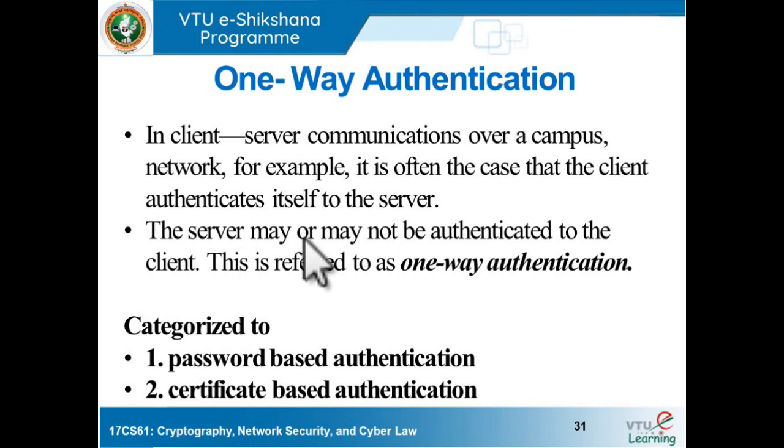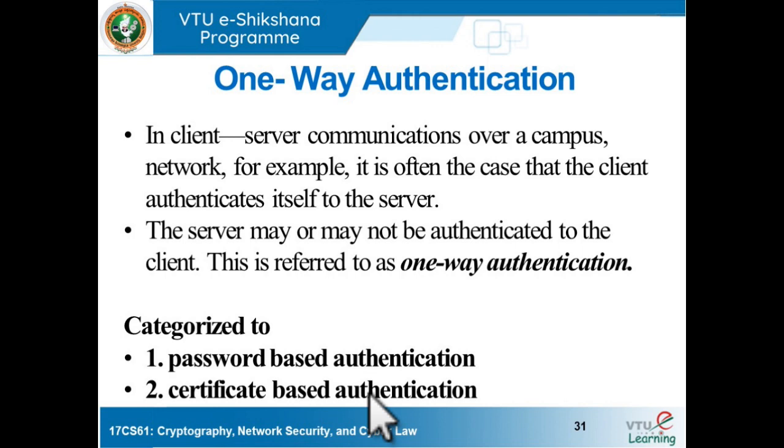The server may or may not be authenticated to the client. Here, the Gmail server is not proving its authenticity to the client, whereas as a client, you are proving yourself to the Gmail server. This process is referred to as one-way authentication. There are two ways in which you can achieve one-way authentication. One is password-based authentication, and the other one is certificate-based authentication. We will be discussing password-based and certificate-based authentication in our next session.